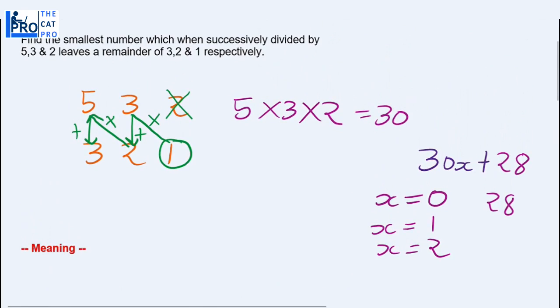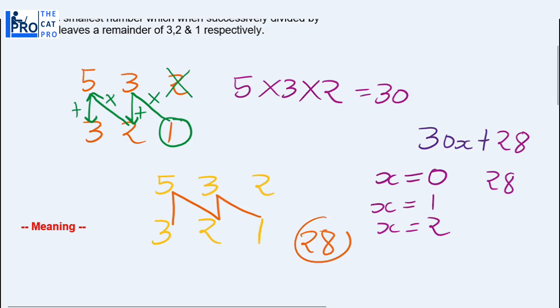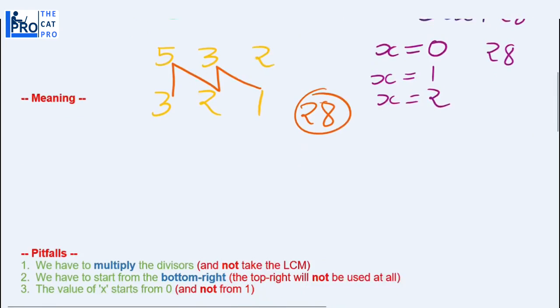Find the smallest number which when successively divided by 5, 3 and 2 leaves the remainder of 3, 2 and 1 respectively. So since I have to find the smallest number, I will not multiply only. I will simply write 5, 3, 2, 3, 2, 1. As I told you, I just need the smallest number, so that 30 is going to become 0 only. So directly I can do 1 into 3, 3. 3 plus 2, 5. 5 into 5, 25. 25 plus 3, 28. So 28 is my answer. Very fast.